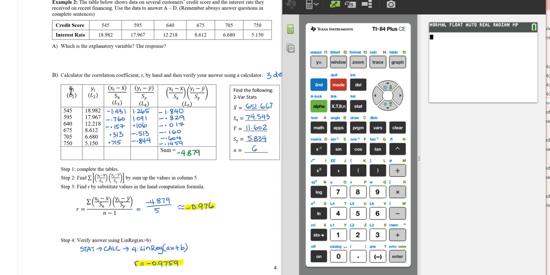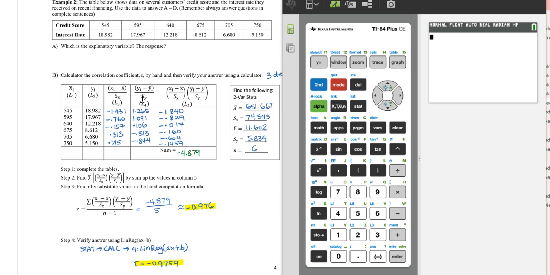Here xi is the independent variable, credit score, and yi is my dependent variable, the corresponding interest rate. This is a sample of 6 people. L1 is my x, the independent variable. L2 is my y, the dependent variable. In L3, I'm going to compute xi minus x bar over s of x. In L4, I calculate yi minus y bar over s of y. In column 5, I'm going to compute the product of columns 3 and 4.